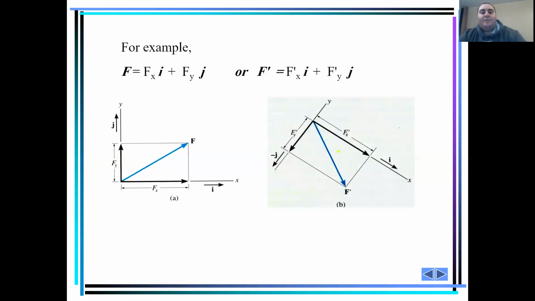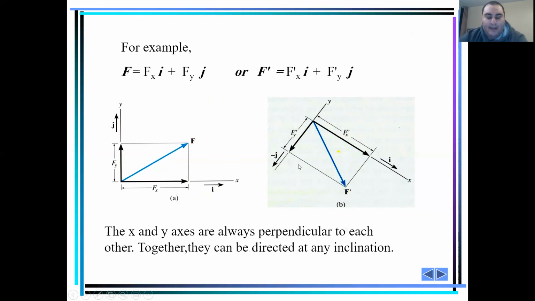As you can see in this example, we have the vector F, and we break it down to its component Fx on the x-axis, or i-axis, as I said, we're going to call it from now on. And we break down the component to the y-axis, or j-axis. So F is equal to Fx i plus Fy j. Another example is F hat, breaking down to its x-axis component, or i, and y-axis component in negative j. Now the x and y axes are always perpendicular to each other, and together they can be directed at any inclination.